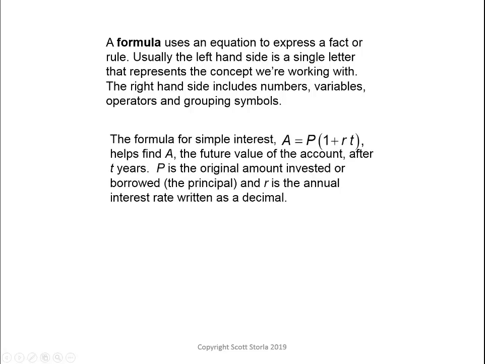For instance, in this first set of problems, we're going to be using the simple interest formula. And in that formula, A is the future amount of money we'll have, P is the present amount of money we have, R is the rate of interest expressed as a decimal, and T is the amount of time that we leave the money in the account or we borrow the money from someone else.